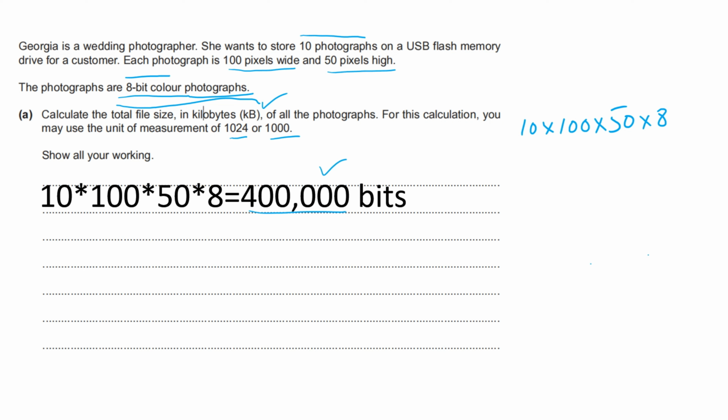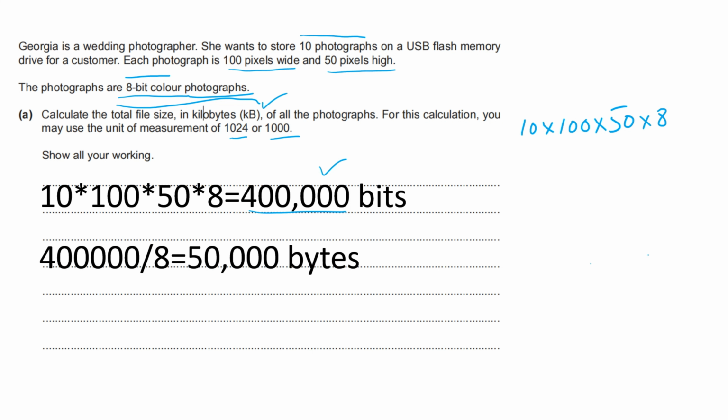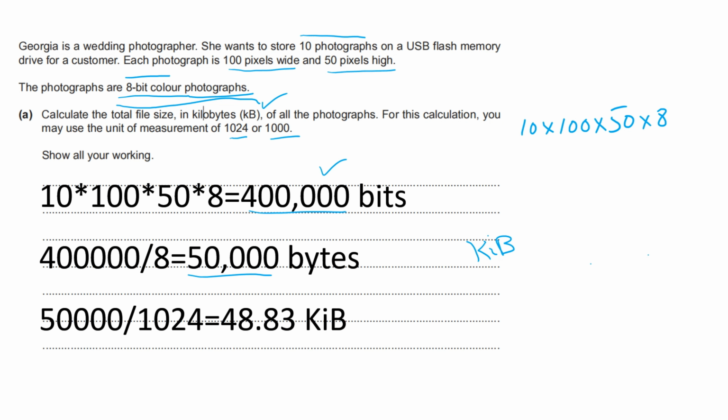So first let's convert this number to bytes. From bits to bytes, we just need to divide the number by 8, right? We divide the number by 8 and we get the bytes. Now we need to convert these bytes to KB. So how do we do that? We just need to divide this number by 1024, and we get 48.83 KB. So this is our answer, 48.83. Okay, so that's it.